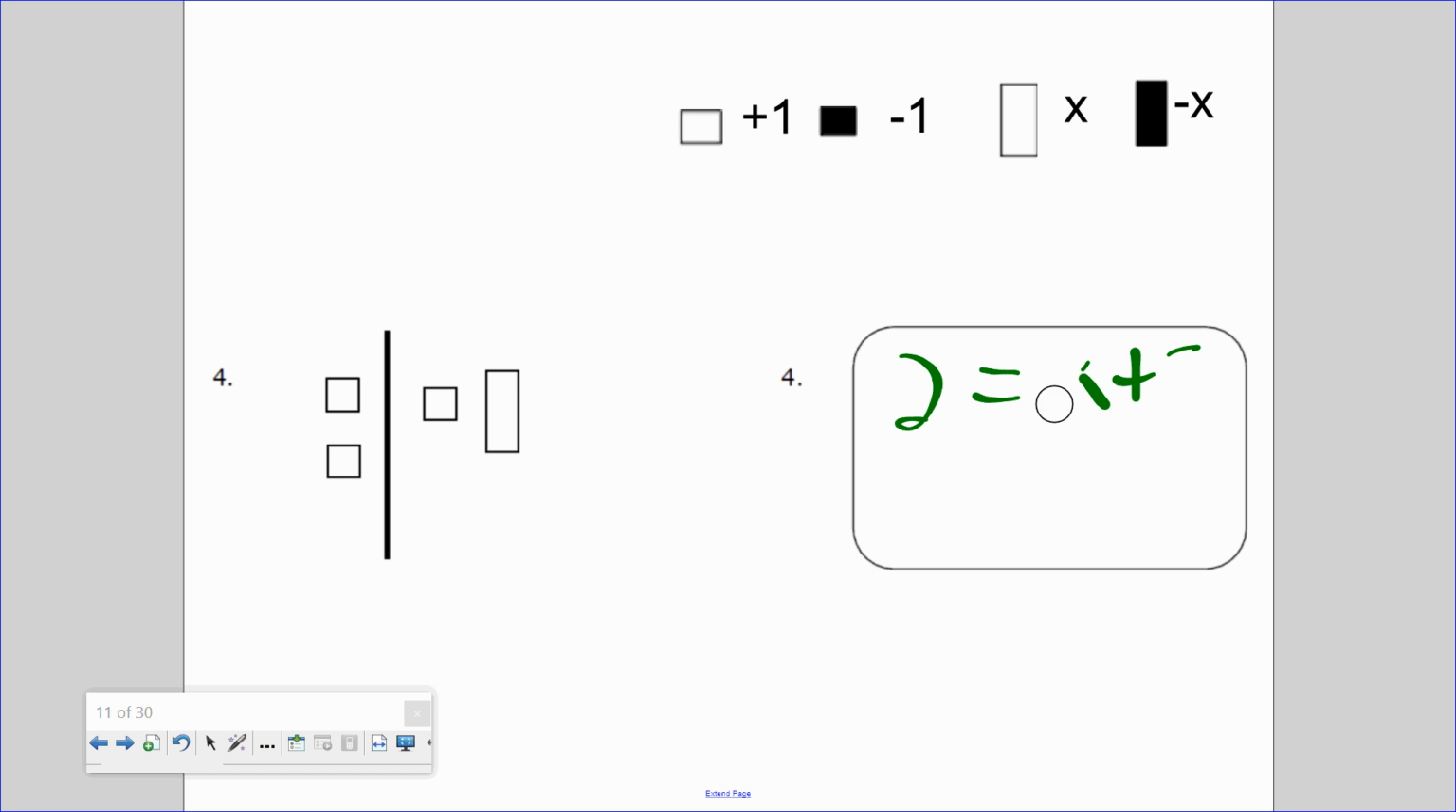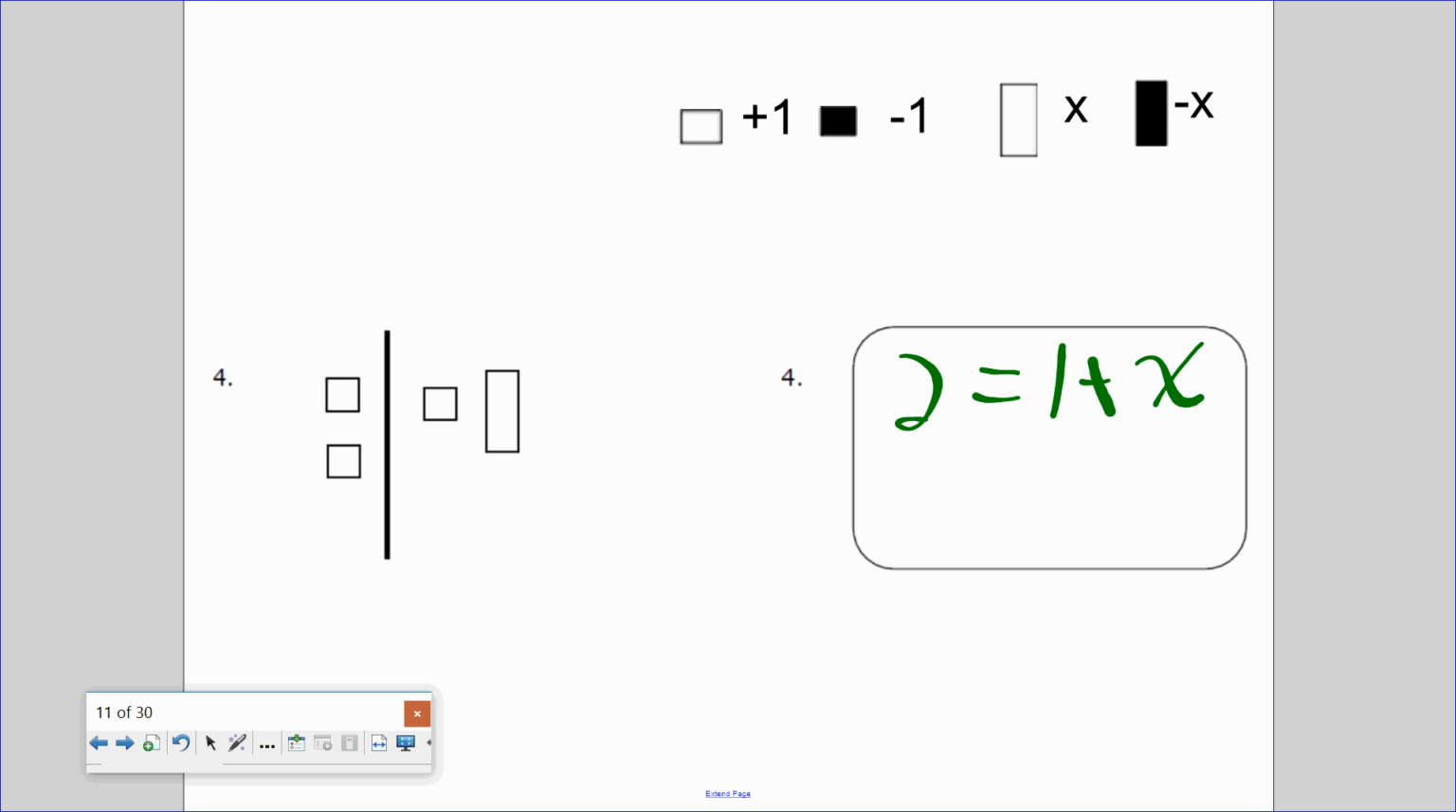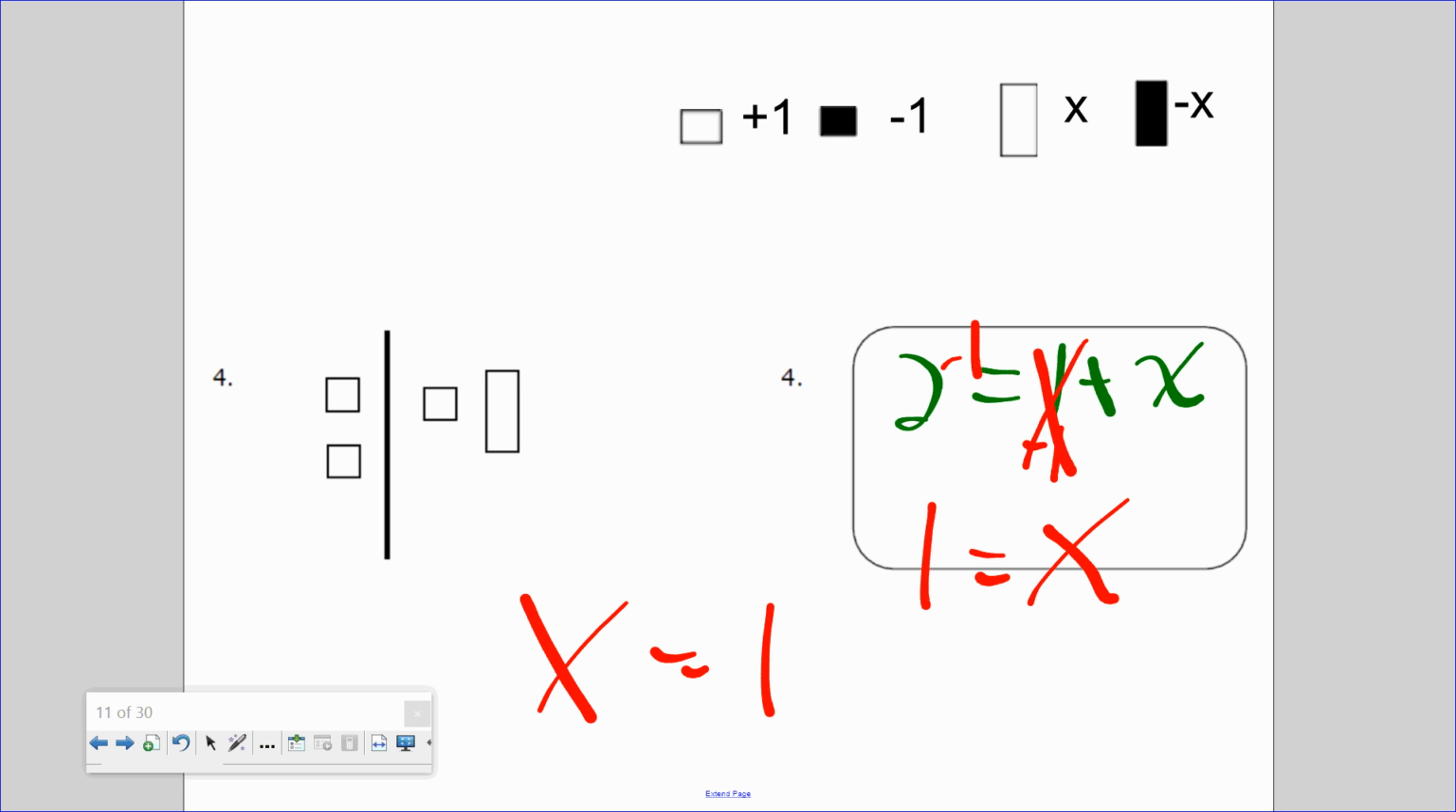Actually, it wouldn't really matter because 1 plus x and x plus 1, using the commutative property, is the exact same thing. I need to isolate this variable x. How do I isolate this variable x? I do the inverse operation. This 1, this 1. So 2 minus 1 is 1. 1 equals x. Okay. To check your work, replace this x with 1. 1 plus 1 is 2.